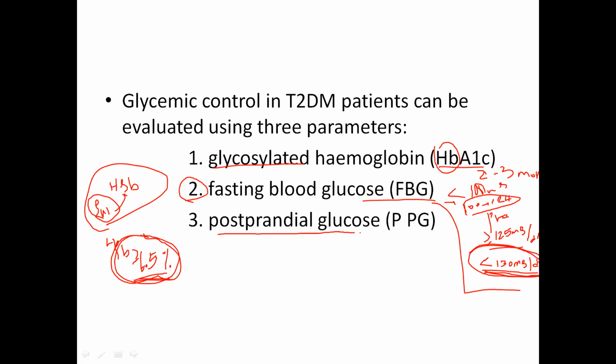The other is the postprandial glucose level. This is measured up to 4 hours after eating. That means we measure up to 4 hours after eating, and this is called postprandial. The normal is less than 180 milligram per deciliter.